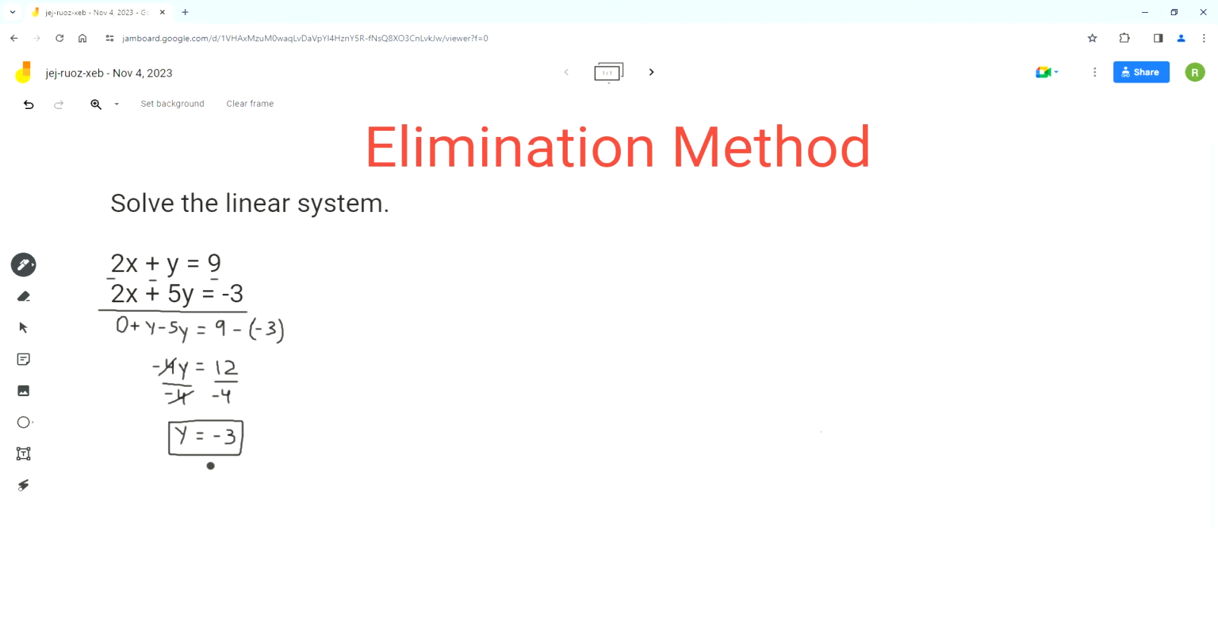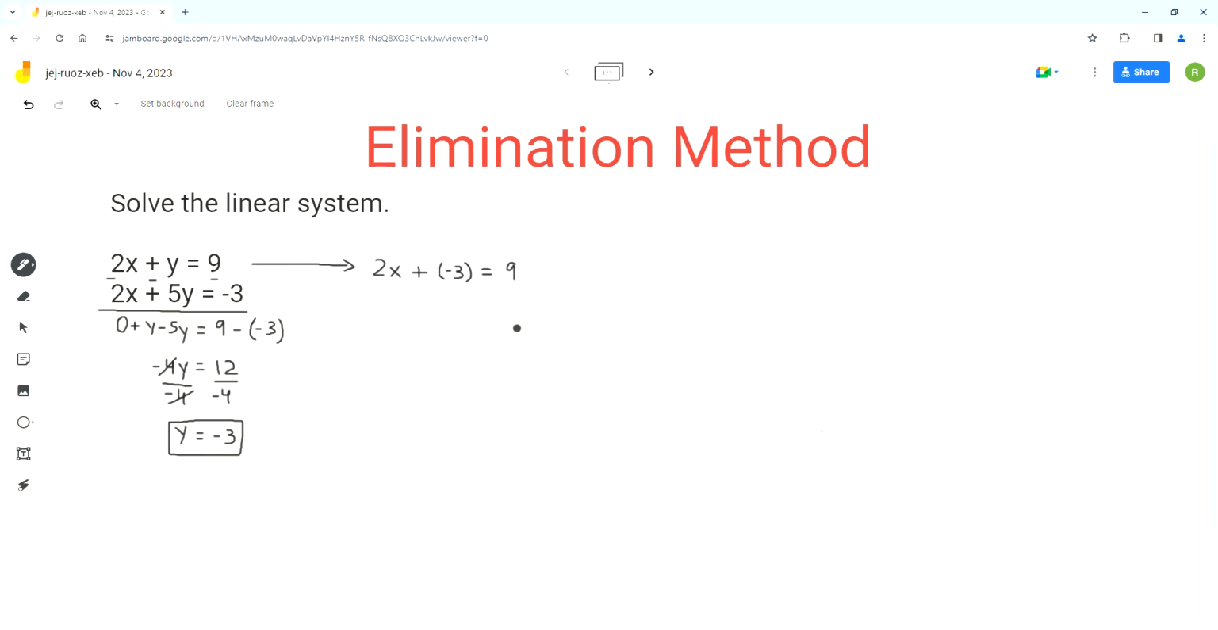Now we have to use this value of y to calculate the value of x. For that, we can use one of these two given equations. We can choose the one with smaller numbers. I think the first one will be a better option here, but you can use the second one as well. So we get 2x, and then I substitute y as -3, because that's the y value we got, equals 9.